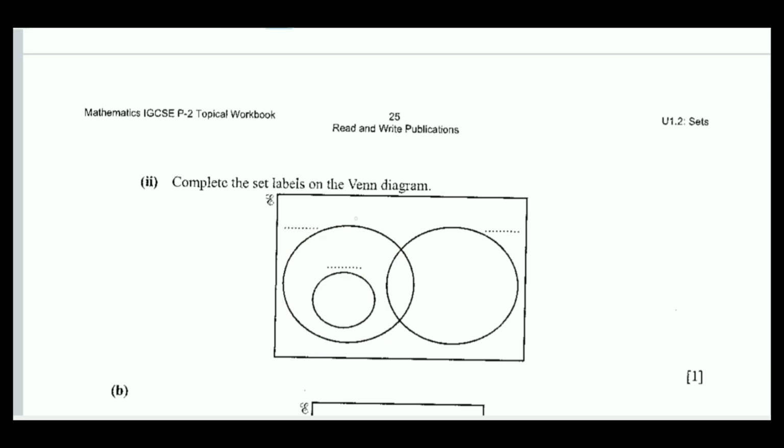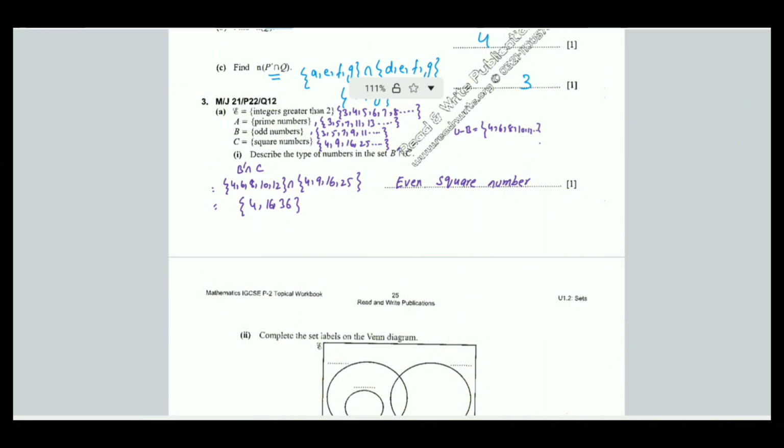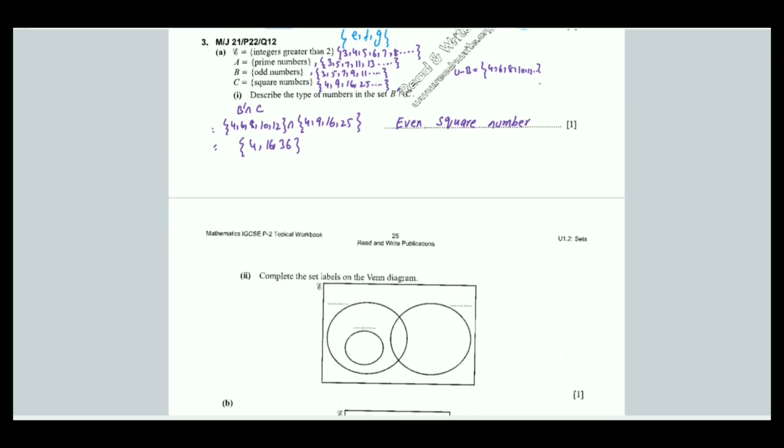Okay, so how will we label these sets in this Venn diagram? You can see that A is the subset of B in this question. All the elements of set A are included in set B: 3, 5, 7, 11, 13. All these numbers are included in set B. It means this will be set A, this will be B and the other will be C.